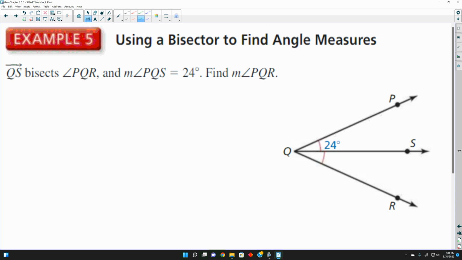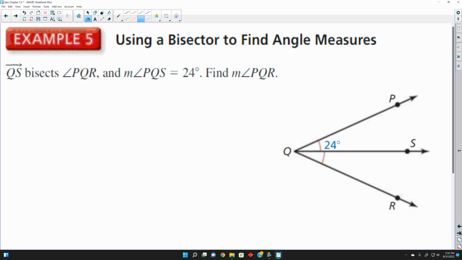So this one here, using a bisector to find an angle. We have this problem here. Ray QS bisects angle PQR, and the measure of PQS is 24. Find PQR. So the question is, what is bisect? Have y'all heard of the term bisect before? It divides it. If we bisect, we are cutting it in half. That's what it means, bisect.